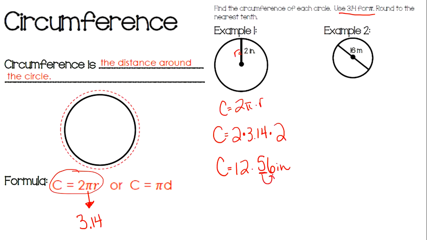But they told us to round to the nearest tenth, which means just one decimal place. So I look to the other decimal place, and if this number is a 5 or above, then we move that number up one. So my final answer is 12.6 inches.